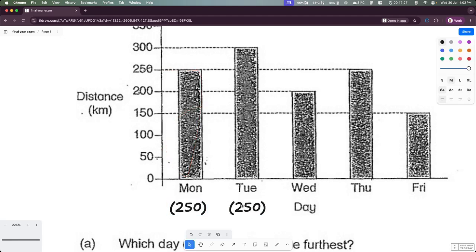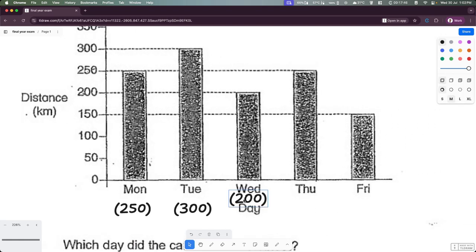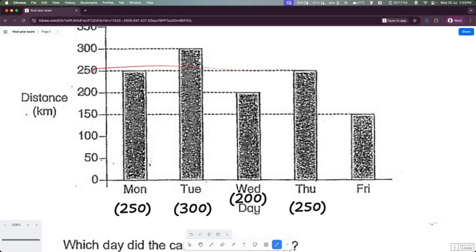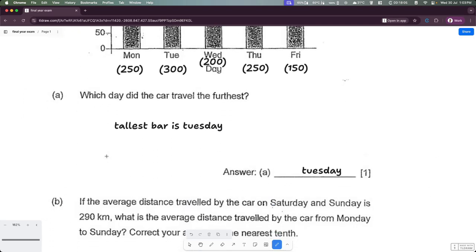Let's move on to Tuesday. Tuesday is 300 kilometers, so we put 300 here. Wednesday is 200, which is what you see over here. Then Thursday is 250 as well, so if you draw the line, 250. And lastly you have Friday, which is 150. All right, so we got all of our numbers.